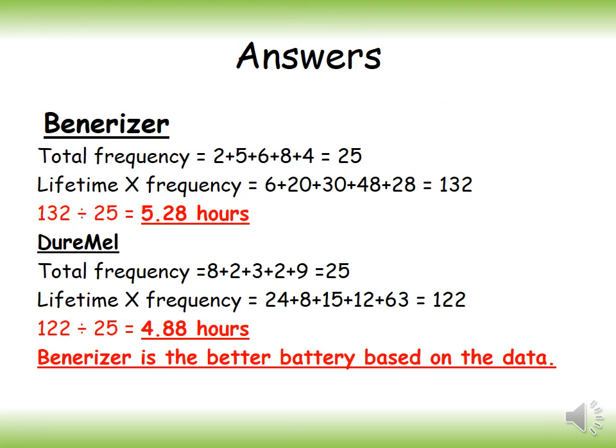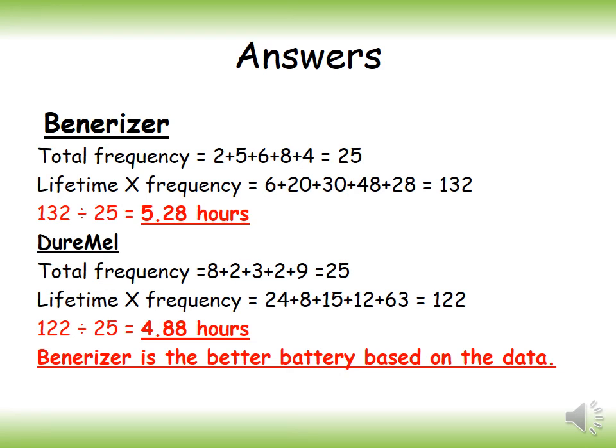Okay guys, sorry I was a bit lazy not doing a table for the answer, but here is the answer. So if you do the total frequency which is given, then that comes to 25 for Energizer, and the lifetime times frequency, which of course is 3 times 2, 4 times 5, 5 times 6, 6 times 8, and 7 times 4, which is 28, and that total comes to 132.